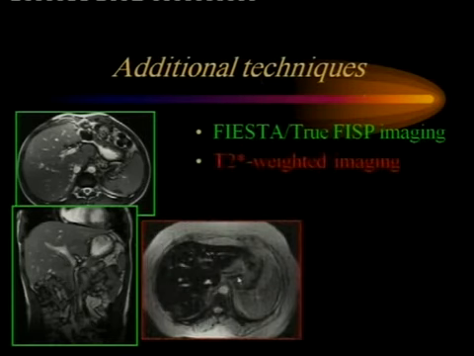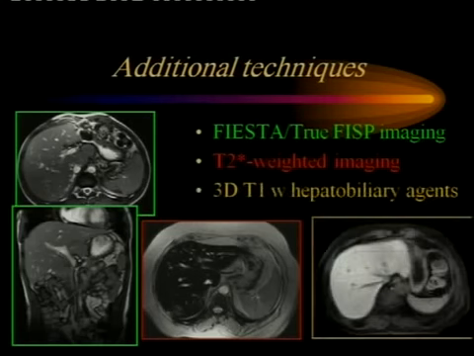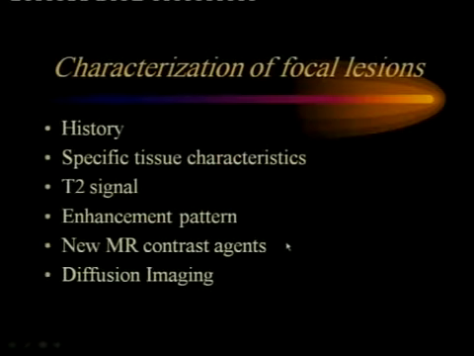The use of some of the tissue-specific contrast agents requires doing some other techniques occasionally, like with the reticuloendothelial-specific agents. We acquire T2 star, gradient-echo T2 star-weighted imaging. And you can also utilize hepatobiliary agents, again using basically the same 3D T1 weighted sequence. So that was just a quick overview of how we do the MR.